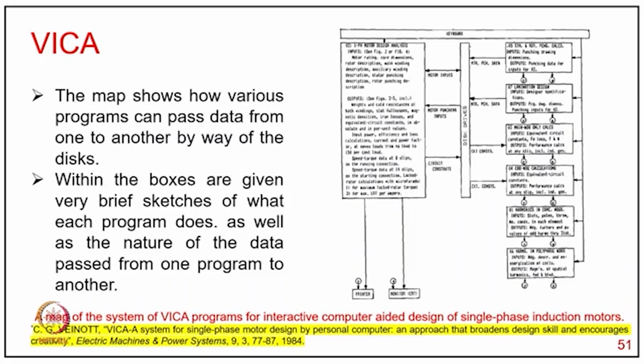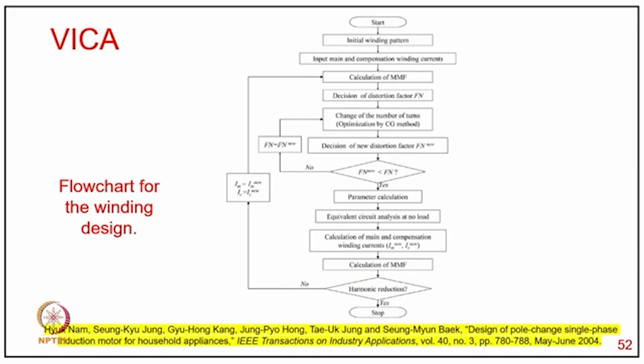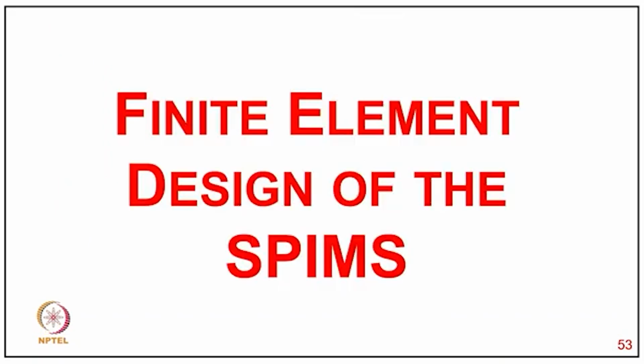So it's a map of a typical system of WICA programs for interactive computer design of a single phase induction motor, according to this reference. And this is another, you can call it a flow chart of the winding design, from this reference given here. So now we have come to the computers, using analog and digital, for the design of single phase induction motor and winding design.